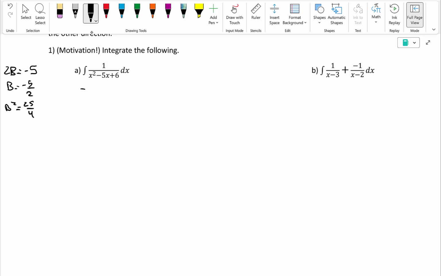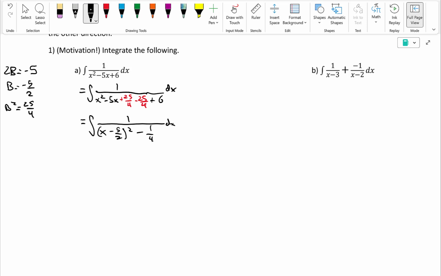So we can rewrite our integral as 1 over the quantity x squared minus 5x plus 25 fourths and minus 25 fourths to make our perfect square trinomial and stay balanced, and then the plus 6. And then rewrite that in our factored form: 1 over x plus b, our b is negative 5 halves, so x minus 5 halves, quantity squared. Negative 25 fourths plus 6, which is 24 fourths, leaves us with a negative 1 fourth. And then we're in that variable expression squared minus constant, a 1 half squared.